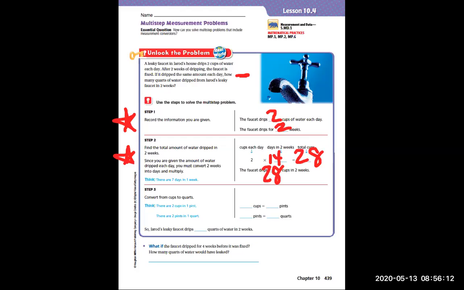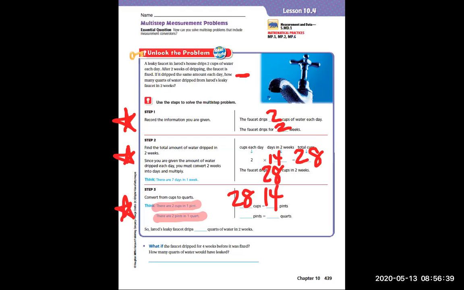And so here in step 3, it lays out the conversion factor. We know that there are 2 cups in 1 pint and 2 pints in 1 quart. So we're going to write this down. We have how many cups? We have 28 cups. So if there are 2 cups in 1 pint, that means we would need to divide 28 by 2 to get 14 pints.